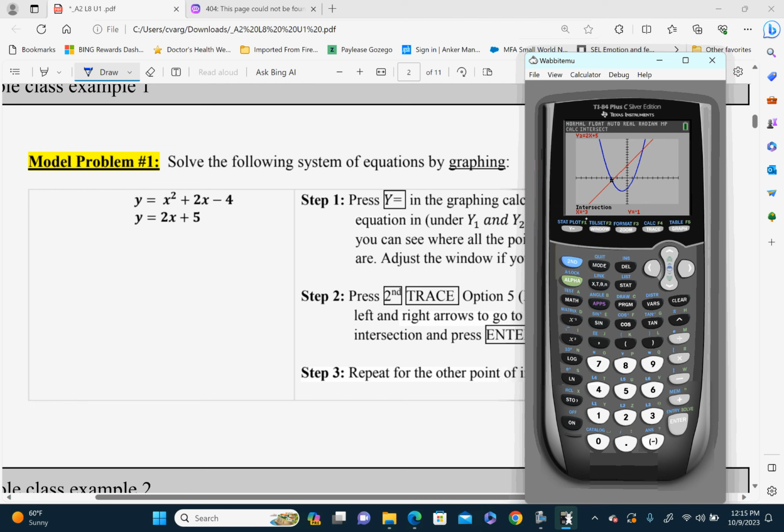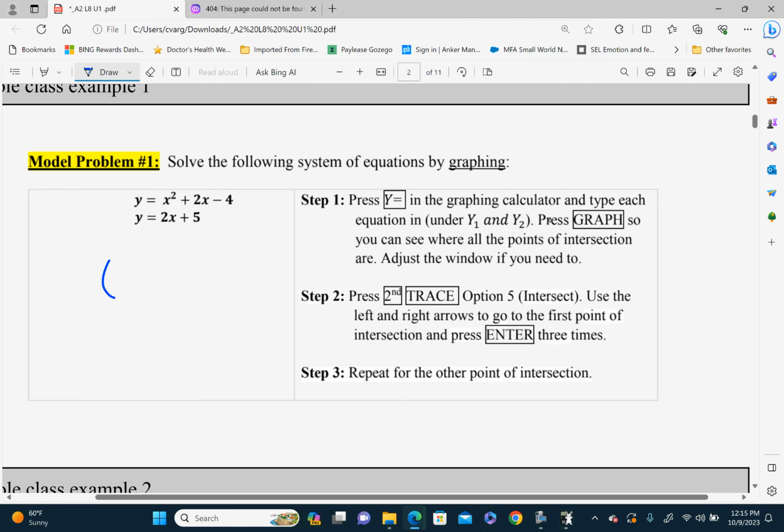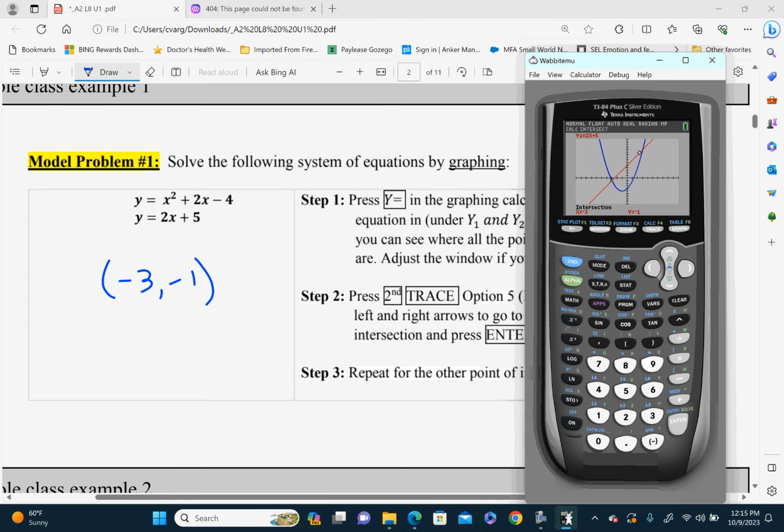So the first point is at -3, -1. So we're going to go ahead and write that. -3, comma, -1 is our first point of intersection. And then we want the calculator to give us the second one. So you hit second trace again, option number 5, and now we're going to go over to the other one. If you just hit enter, enter, enter on the left-hand side, it'll give you the same coordinates again.